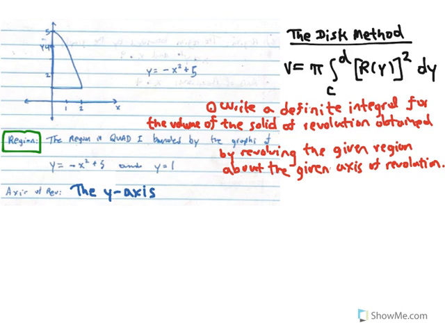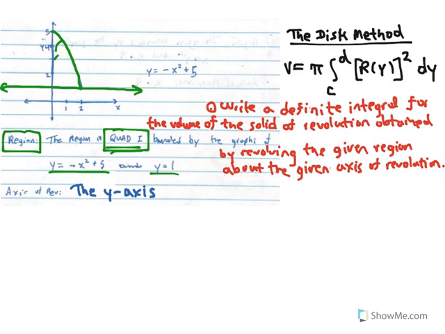So let's start by looking at the region. We have the region in quadrant 1, bounded by the graphs of y is equal to negative x squared plus 5. Here we have the graph of y is equal to negative x squared plus 5, and y is equal to 1. So here we have the horizontal line y is equal to 1. And we know our region is in quadrant 1, so it's in the upper right quadrant.